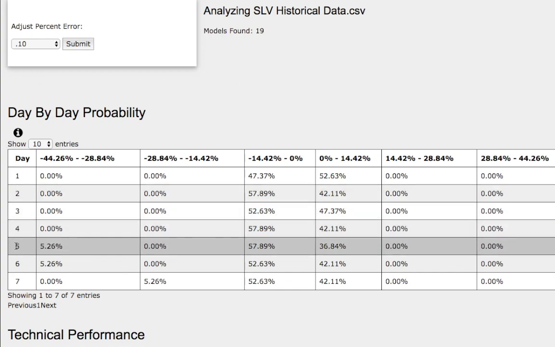As we progress to the 5th day or week of trading, we have a 37% chance for silver to climb between 0 to 14%, and to the downside we have a 58% chance for it to fall between 0 to negative 14%. And on the extreme case to the downside, we have a 5% chance for it to fall between negative 29% to negative 44%.